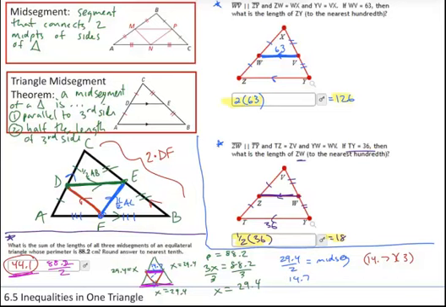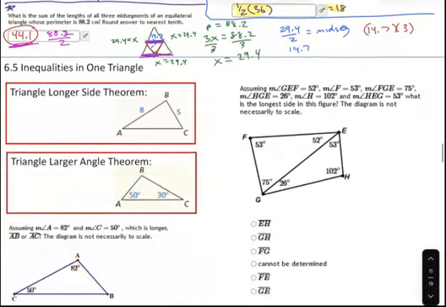All right, so that is the first section, 6.4. That's the only thing that you need to be able to do on there, is to work through the two properties of the triangle mid-segment: it's parallel and one-half the length of the third side. Questions on that before we move to the inequalities? All right.